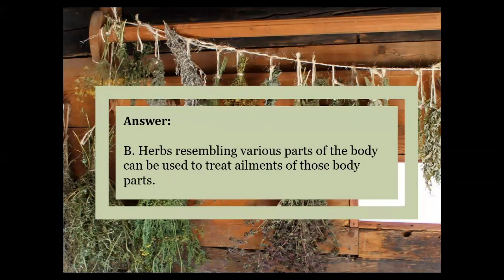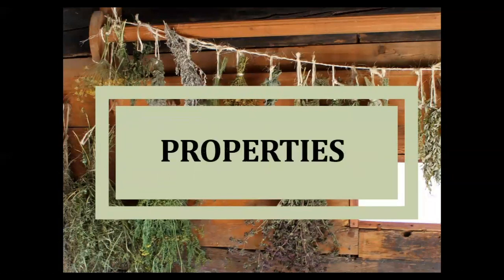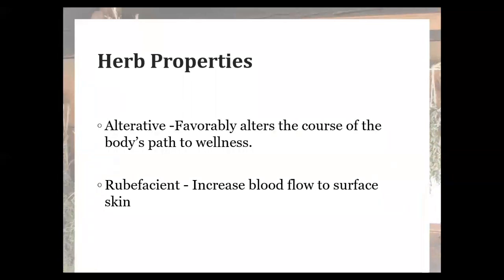And now let's go on and talk about properties today. We only have 2 properties this week. They're fairly easy to remember. The first property is alterative. Alterative favorably alters the course of the body's path to wellness. So what this means is that when you are sick, an alterative will help you get better faster.